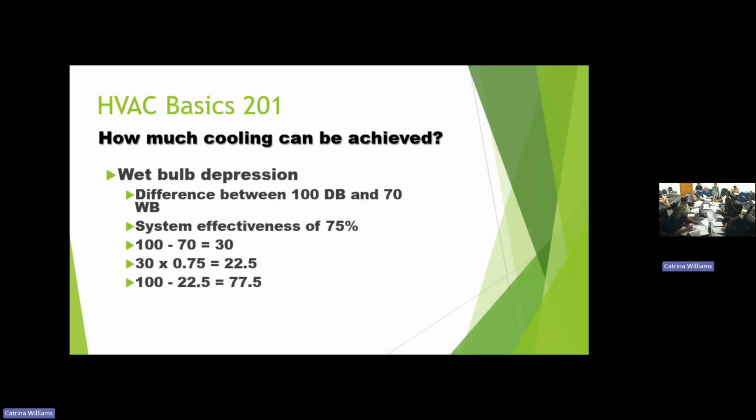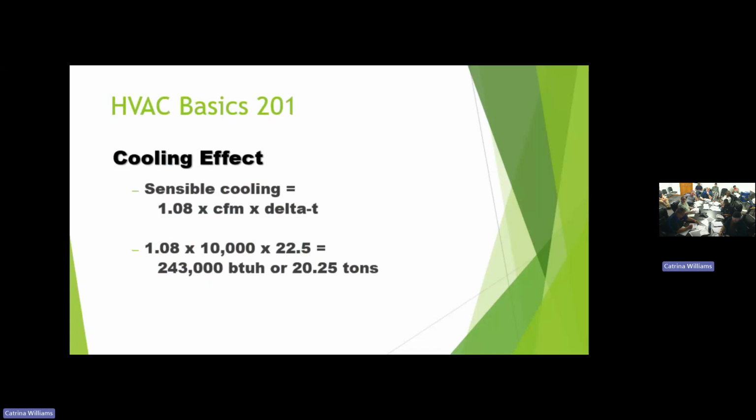Now, what does that really mean? So you've got a 75% effectiveness. 30.75 is 22.5 degrees. 100 minus that is the 77.5 we talked about. And what is that really equivalent to? Sensible cooling is 108, depends on delta P. 243,000 BTU, a 10,000 CFM unit. That's equivalent to over 20 tons of cooling we got in there without refrigeration.